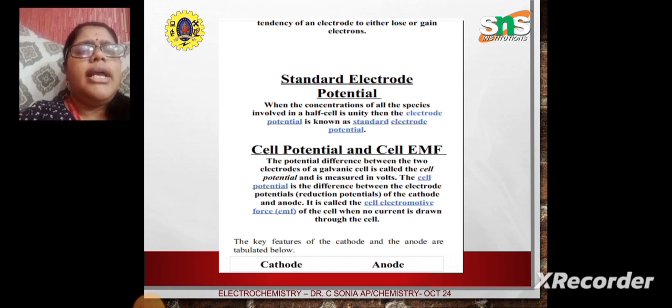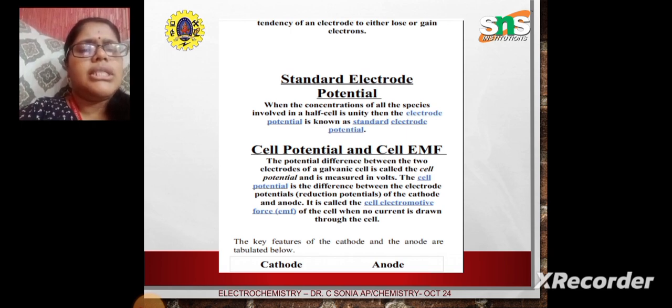Cell potential and cell EMF. It's important to know these terms when you go through this unit. The potential difference between the two electrodes of the galvanic cell is called the cell potential and is measured in volts. The cell potential is the difference between the electrode potentials, that is, the reduction potentials of cathode and anode. It is called the cell electromotive force, that is EMF, of the cell when no current is drawn through the cell.